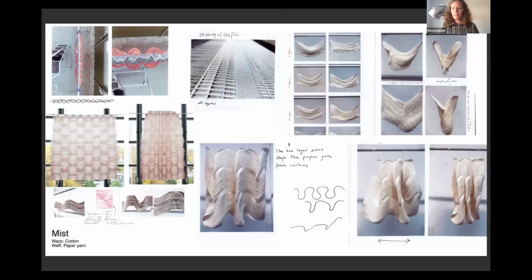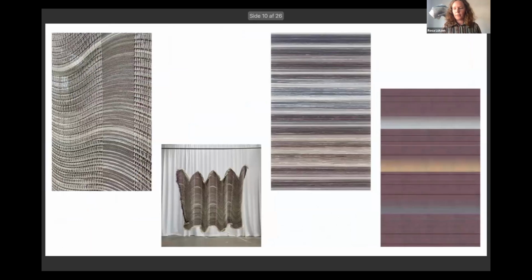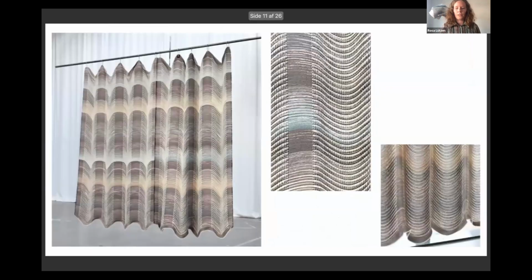The next one is called Mist, and it's based on the fact that paper yarn curls when it's exposed to moisture. So I have areas where it's loosely woven and areas where it's more dense, and therefore this wavy movement occurs. I've used the colors to enhance this effect.